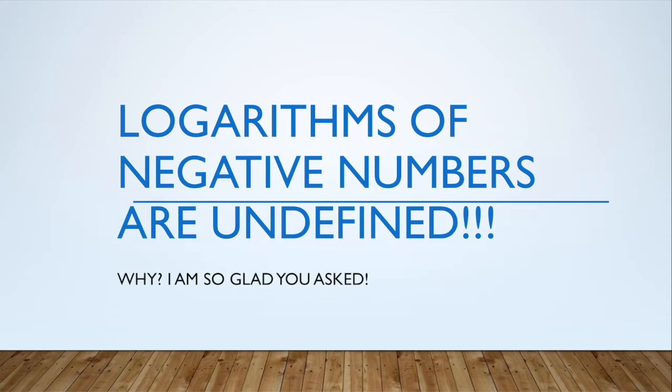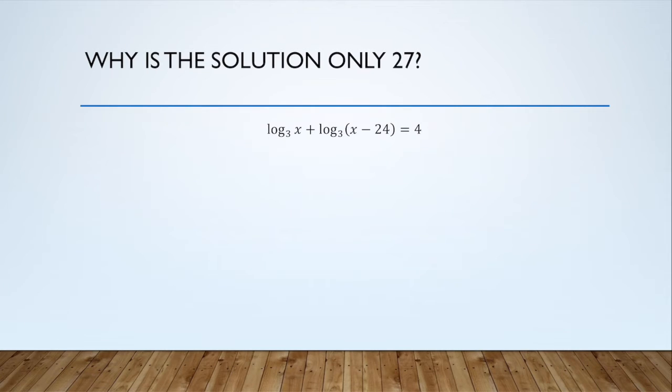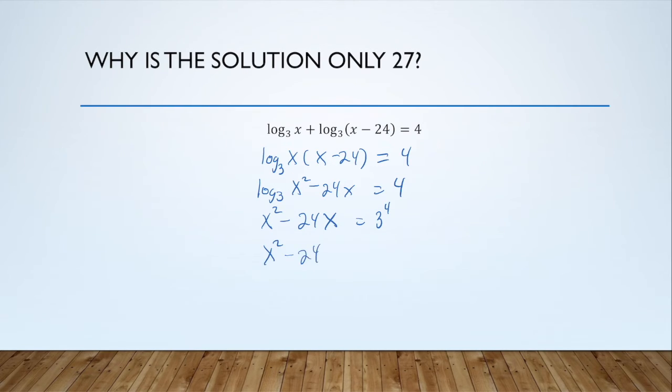So we're going to go through an example to show us why they'd be undefined, other than the fact that you get complex numbers. So let's talk about why the solution of this equation would only be 27. So first let's use the power rule. I have log base 3 of x times x minus 24 equals 4. So I have log base 3 of x squared minus 24x equals 4. And let's convert this to an exponent. So I have x squared minus 24x equals 3 to the 4th, which is 81. x squared minus 24x minus 81 equals 0.